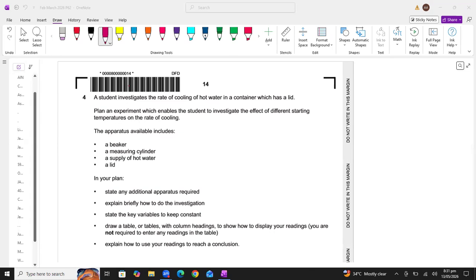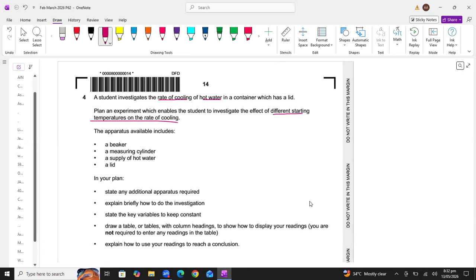In question number 4, they are saying a student investigates the rate of cooling of hot water in a container which has a lid. So what the student is doing, basically, is investigating the rate of cooling of hot water in a container which has a lid. Plan an experiment which enables the student to investigate the effect of different starting temperatures. So they have mentioned that we have to plan an experiment in which we investigate the effect of different starting temperature.